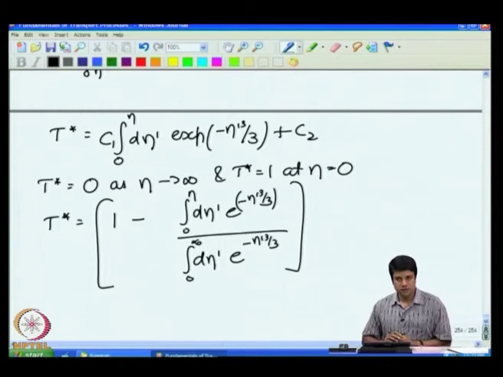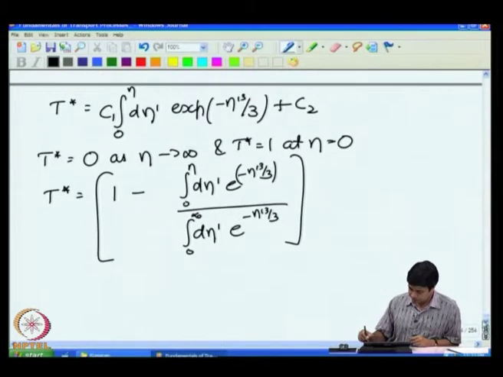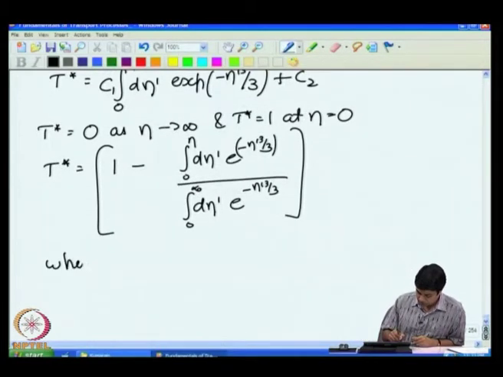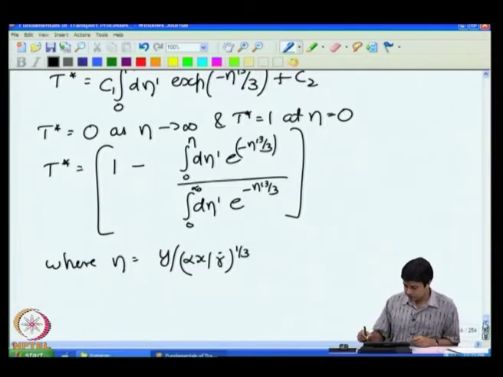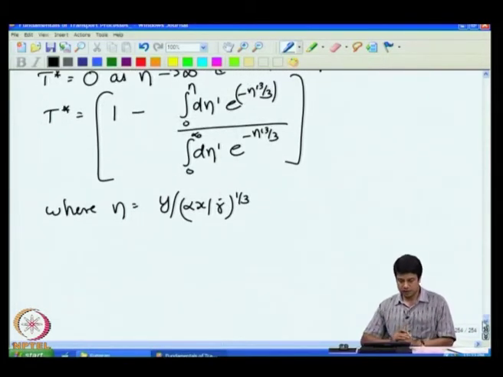So, this is the final solution for the temperature field in terms of the variable eta, where eta is equal to y by alpha x by gamma dot power 1/3. Okay. So, there is a final expression in terms of this eta. How can we use this to calculate the heat flux? Okay. The total amount of heat coming out of the heated surface.